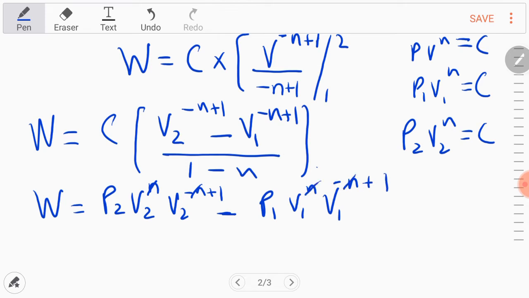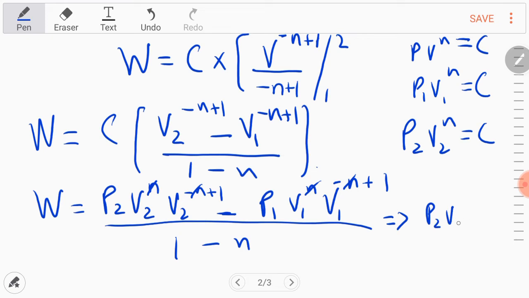So we can cancel out this power and we get a much simpler equation, or derive the equation for the work done for the polytropic process. So now the equation becomes (P2 V2 minus P1 V1) divided by (1 minus n). Now it has become a very simple equation, and we derive it for all polytropic expansion or compression processes.